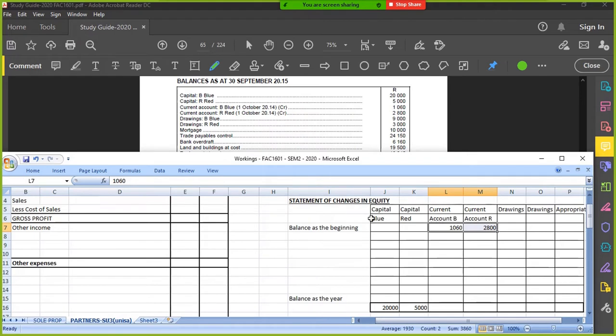Okay, this is exam technique. When you're writing your exam questions, get marks as you go. Draw the templates up first, and then put everything through to your disclosure. Drawings, blue and red. Again, check the date. This is for the end, so 9 and 3.